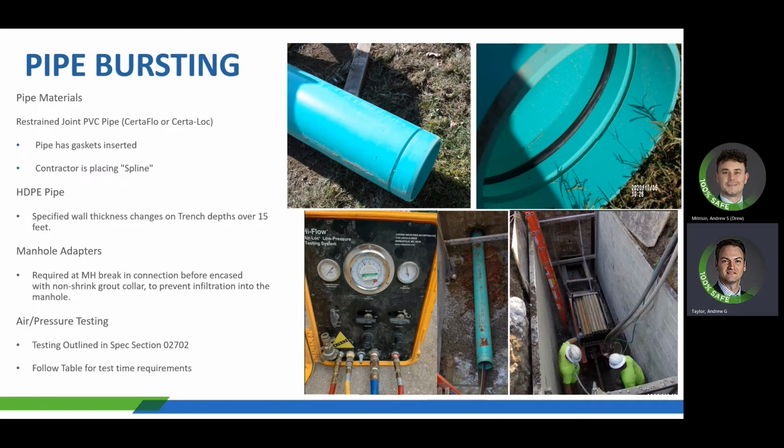And then within the manholes, make sure that manhole adapters are being used. This is for the break-in connections to the manholes. It's a gasket that goes over the pipe before the non-shrink grout collar is placed. Once the pipe bursting segment is completed, for verification, the air pressure test is needed. This test is outlined in spec section 2702. There is a table that provides a formula depending on the pipe diameter and length of pipe for the requirements that the contractor needs to hold PSI.